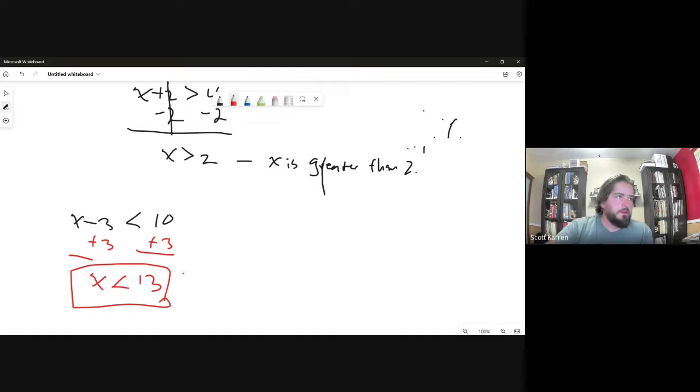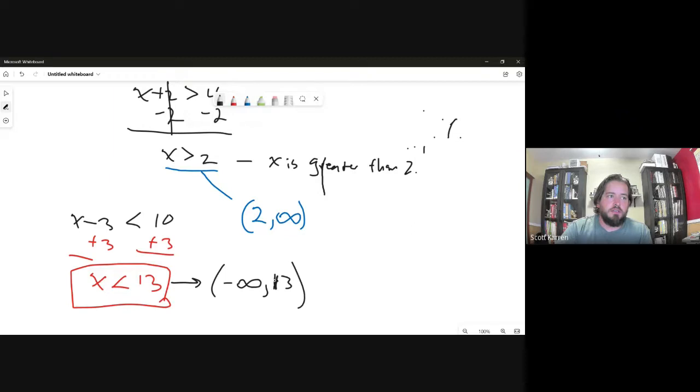Right? So if I want to write these in interval notation, x is greater than 2 is any number from 2 to infinity, but not including 2. And also, since infinity is infinity, it gets a parenthesis as well. Likewise, x is less than 13 in interval notation is all of the numbers between negative infinity and 13, not including 13, because of the strict inequality, right?